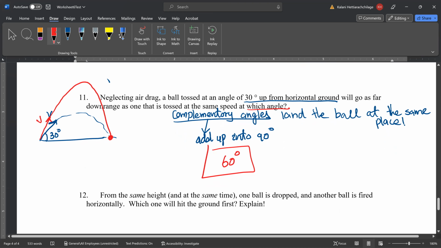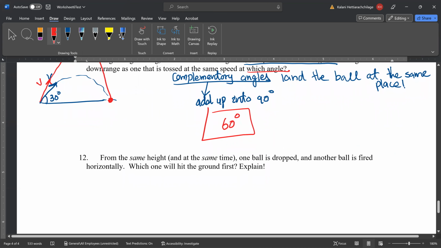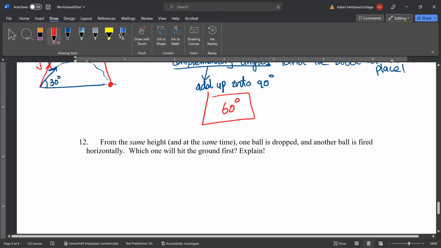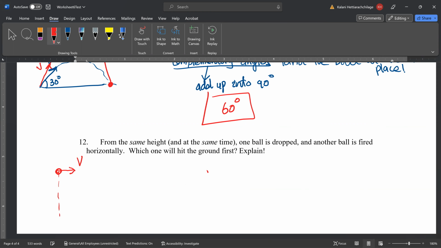Okay, let's move into the next question. Also a conceptual question, the last one actually. From the same height and at the same time, one ball is dropped and another ball is fired horizontally. Which one will hit the ground first? Explain. So the balls are at some height, right? One ball you're going to project with velocity this way, and one ball is going to drop this way. This ball lands here, this ball lands somewhere here.